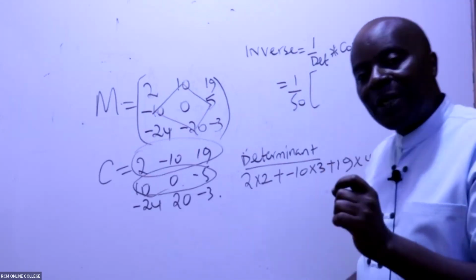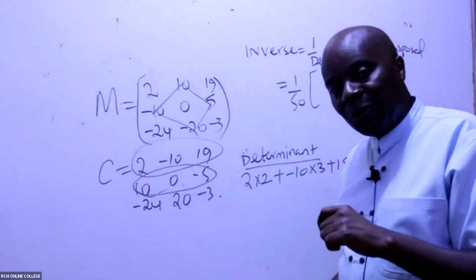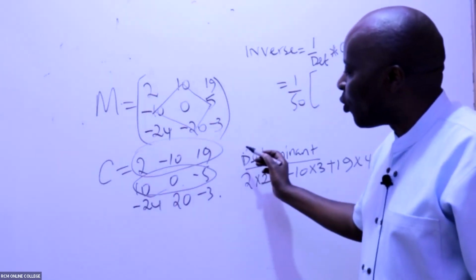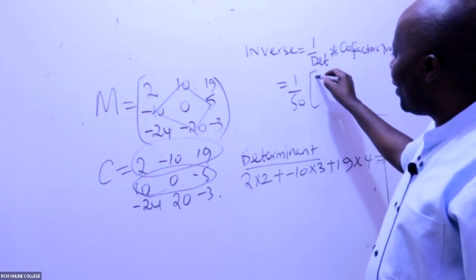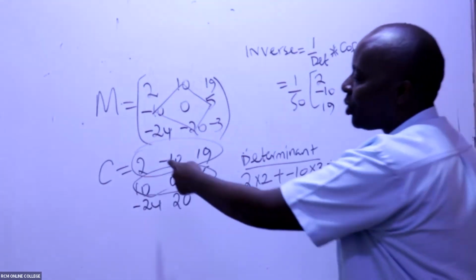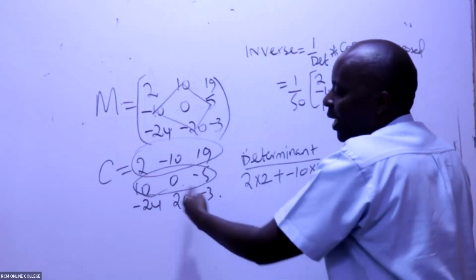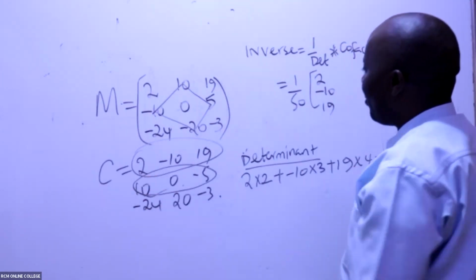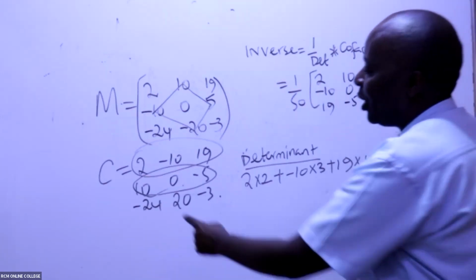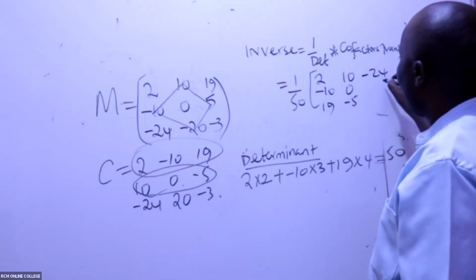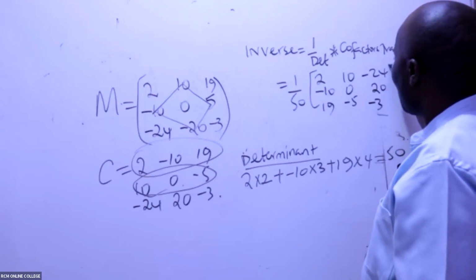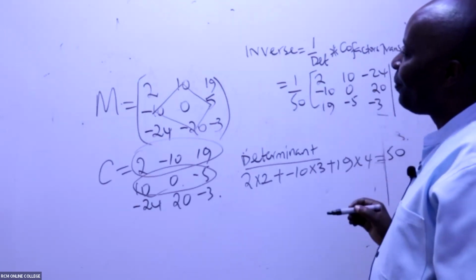To transpose a matrix means to change rows to become columns. So like row 1 becomes column 1. So this row of cofactors goes down to give us 2, -10, and then 19. So this is row number 1, which becomes column 1. And then row number 2 becomes column 2. So we have here 10, 0, -5. Then this one here gives us -24, and then we have 20, and then we have -3. So this is our inverse.